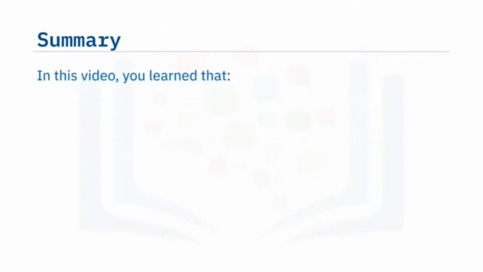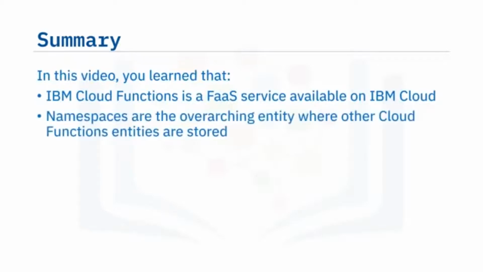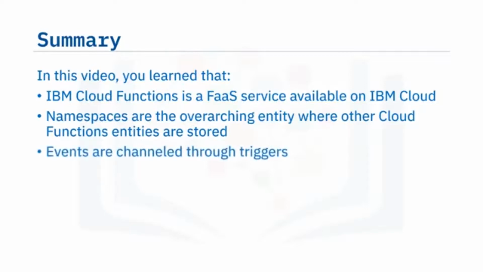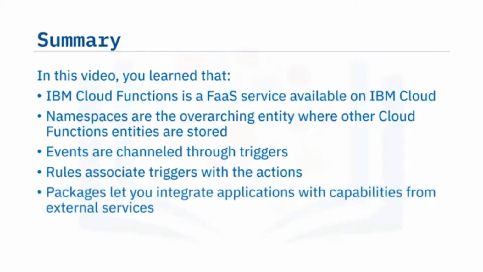In this video, you learned that IBM Cloud Functions is a FaaS service available on IBM Cloud. Namespaces are the overarching entity in which other Cloud Functions entities are stored. Events are channeled through triggers, and rules associate those triggers with the actions that should occur. Packages let you integrate applications with capabilities from external services.